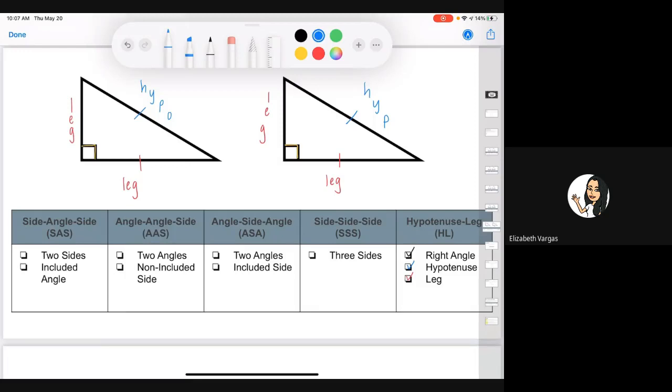And so those are all the different criteria that we need to meet in order to use each of these theorems. If we cannot meet one of those criteria, then we cannot use that theorem to prove those triangles congruent.